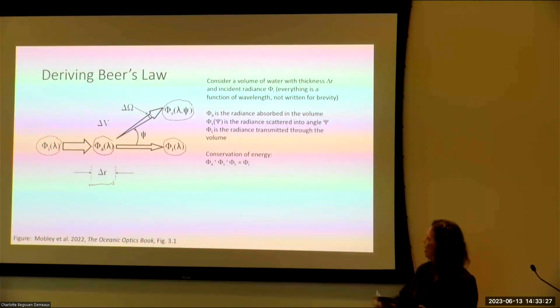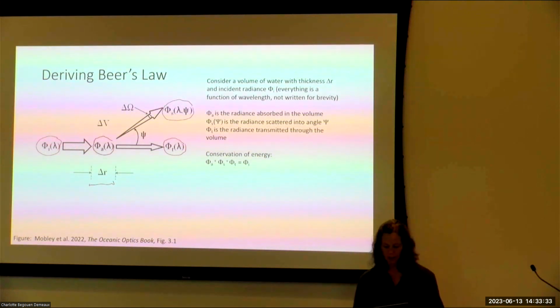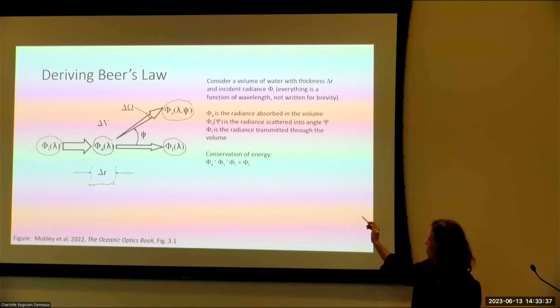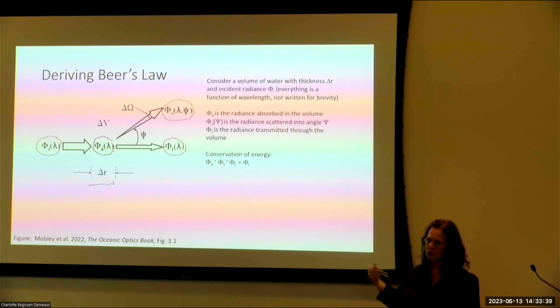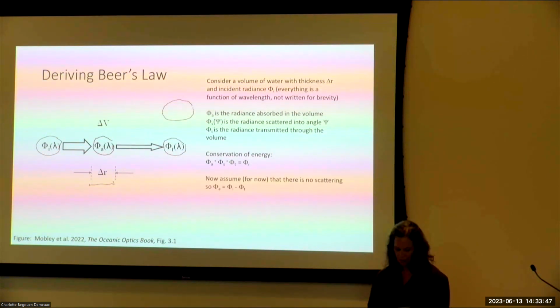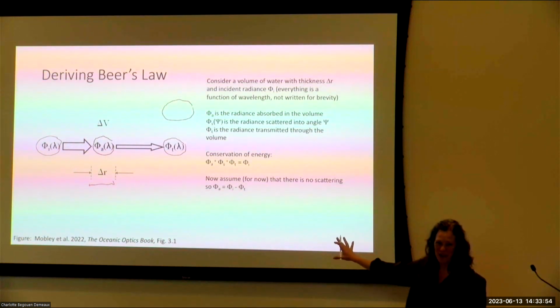And this is a function of angle. You have to integrate that in all directions to fully account for those concentrations. Light that comes in is equal to the light that's absorbed plus the light that's scattered plus the light that's transmitted. And you're going to get into the scattering bit. But assume that there is no scattering for now, for simplicity's sake.